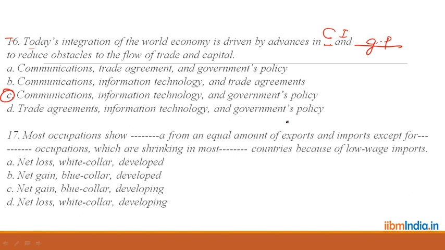Question number 17, the correct answer is net gain and equal amount of export and import except for blue collar occupations. There is white collar and blue collar. White collar is for the salaried person and blue collar gets the wages. It's called workers, which are shrinking in the most developed countries. Which country? Developed countries. The correct answer is C. We are moving towards question number 18.